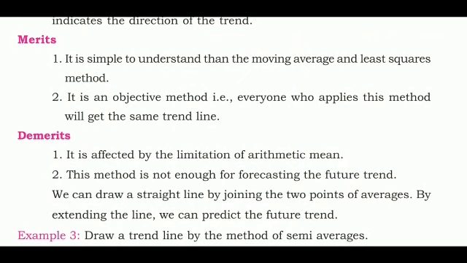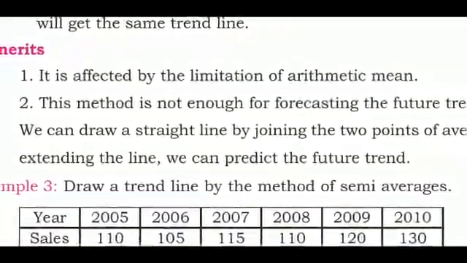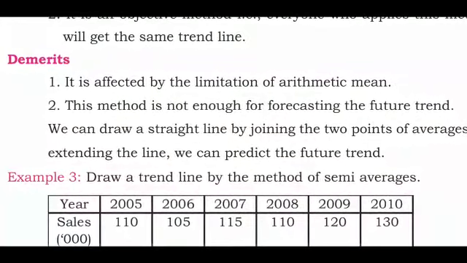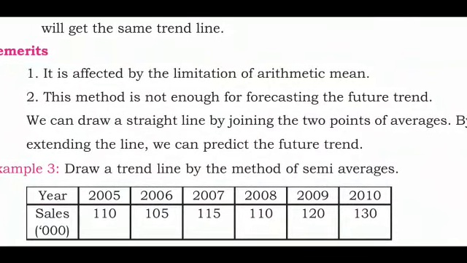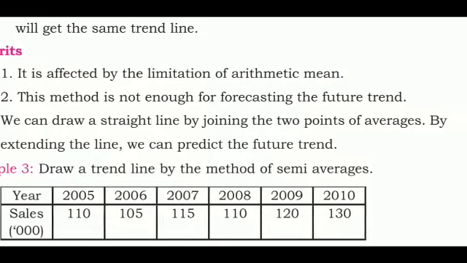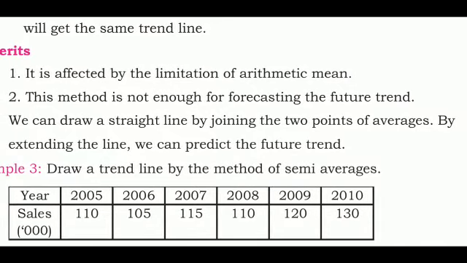What are the demerits now? The demerits are that it is affected by the limitations of the arithmetic mean. Arithmetic mean means when you are averaging, you are adding, so what are the drawbacks of the arithmetic mean applies here. Second, this method is not enough for forecasting the future trend, as you are not getting the exact analysis that is needed. These are the two demerits. By joining the two points of the averages, we can draw a straight line, and by extending the line, we can predict the future trend.